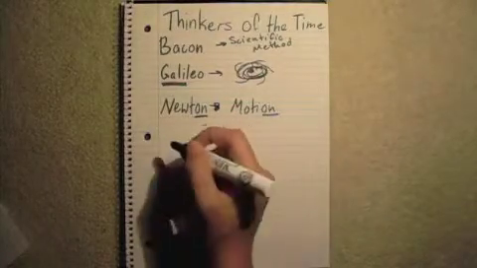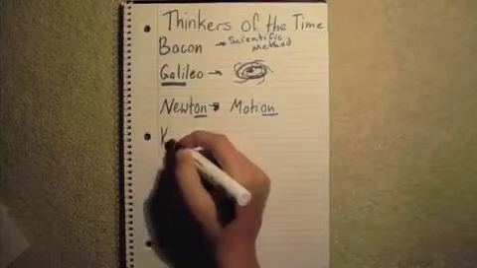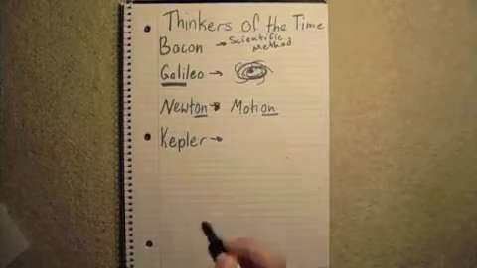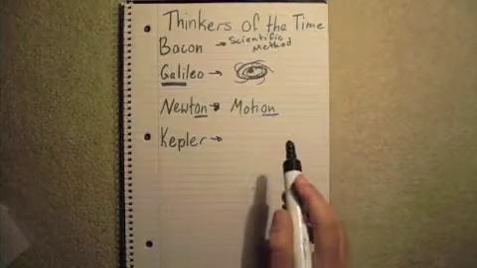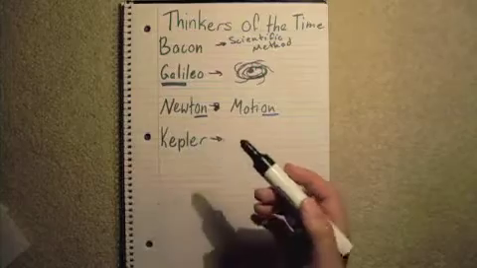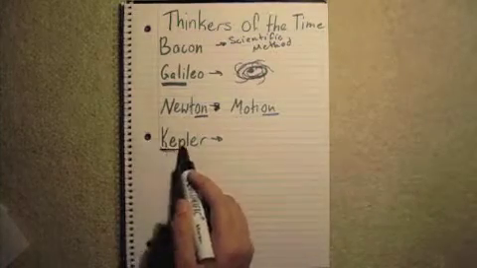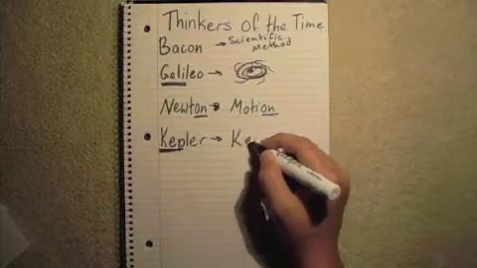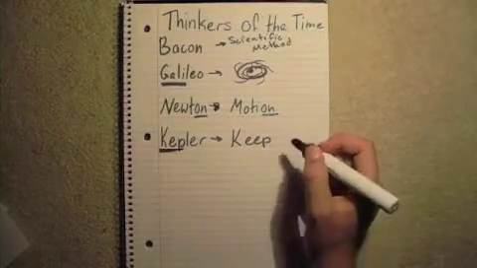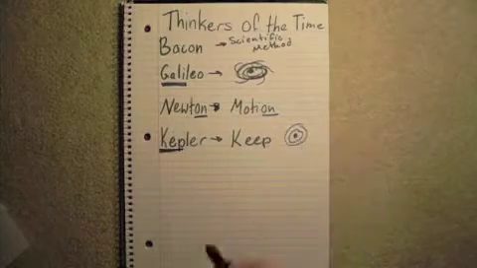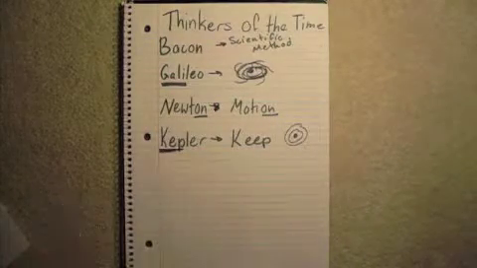Then there's Johann Kepler. And Kepler is the guy who discovered that planets orbited in the shape of an ellipse. I remember him because the first three letters of his name almost spell the word keep. And he discovered what keeps all the planets in orbit and the shape of their orbit.